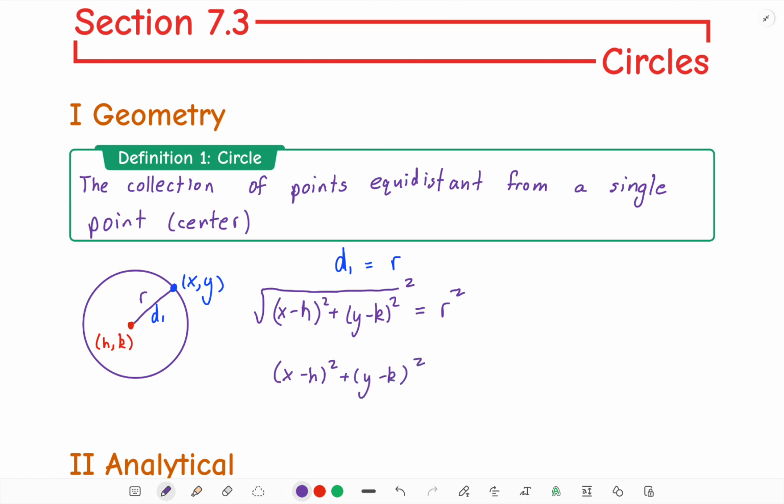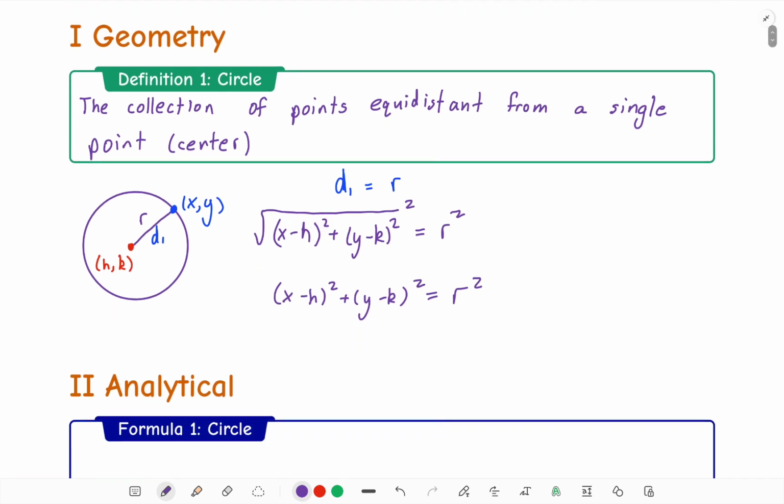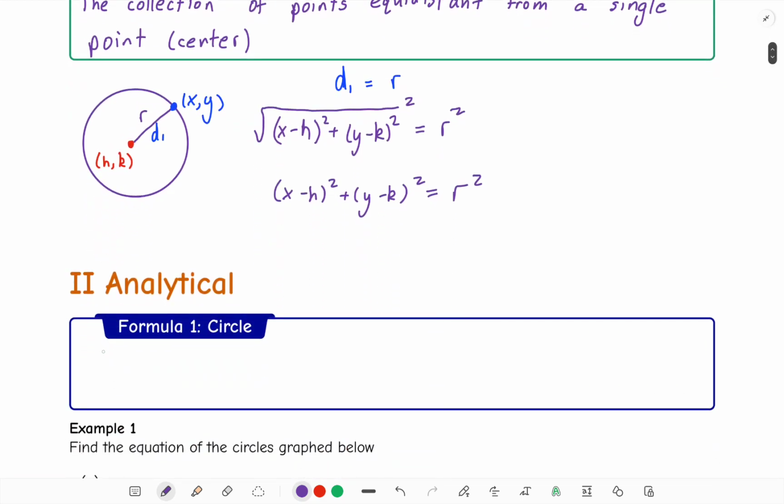And we get the equation of a circle. And thankfully, because a circle, no matter how you rotate it, looks the same, there is only one equation. We're not going to have multiple equations for a circle. So the formula for a circle is (x minus h) squared plus (y minus k) squared equals r squared, where h comma k is the center and r is the radius.